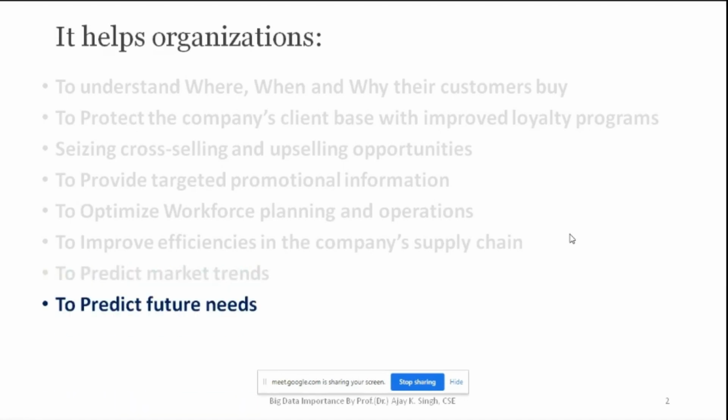Now, predict the future needs. Obviously, if I have the big data, I can analyze the data using some software. We will see later that we are going to work on Hadoop. We are going to work on MapReduce, YARN, Pig, Hive. Lots of software are there. They are basically meant for unstructured data. So we are going to analyze that unstructured data, and we can predict the future.